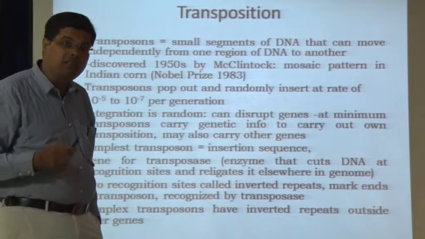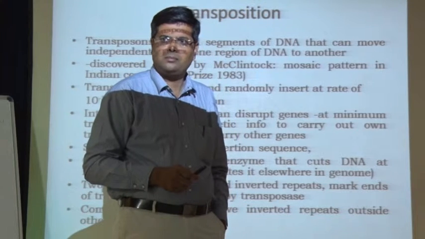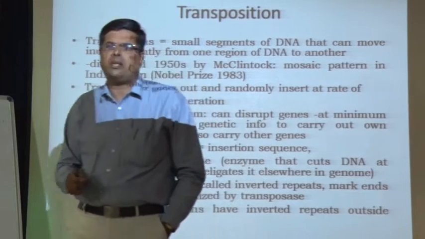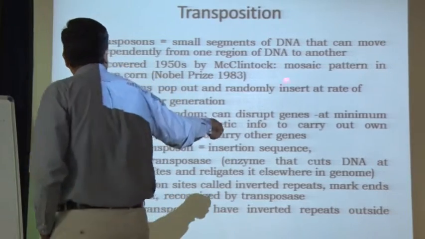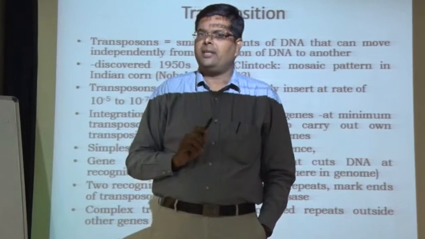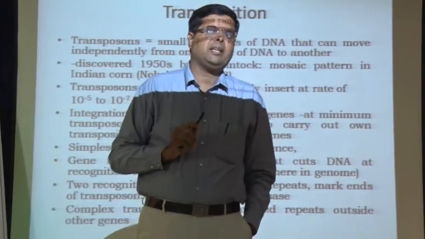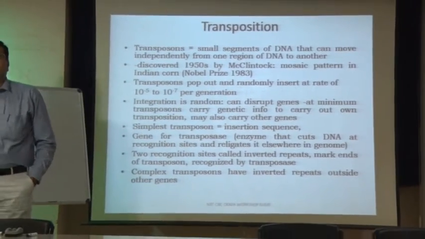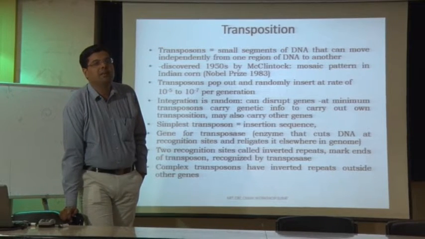But in bacteria, who discovered the transposon first? बैक्टीरिया के अंदर सबसे पहले ट्रांसपोजन किसने फाइंड आउट किया? ये तो बारबरा मैकलिंटॉक को जो नोबेल प्राइज मिला, that is in the mosaic pattern in the Indian corn. That is very much popular, we all know. But who discovered the transposon in bacteria? James Shapiro. James Shapiro first discovered transposon in bacteria, where he used the lambda bacteriophage.